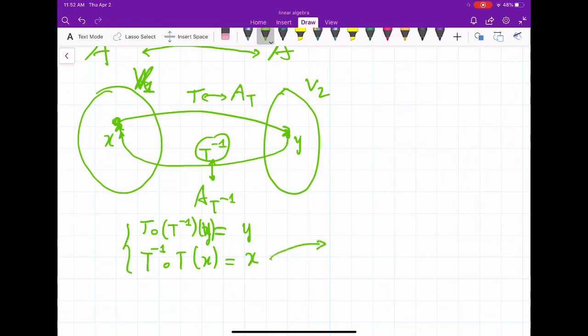And when you apply the second equation with the matrices, you would get the following one. You would get A of T to negative 1 times A of T equal to 1, meaning the identity matrix.